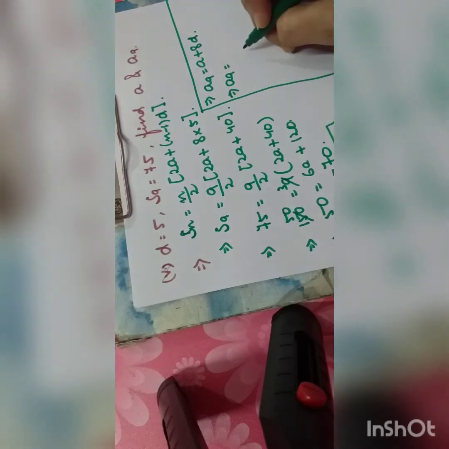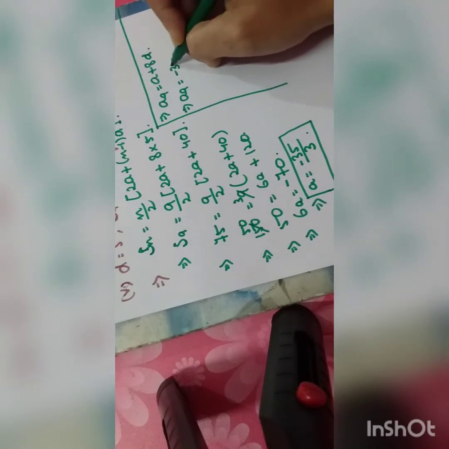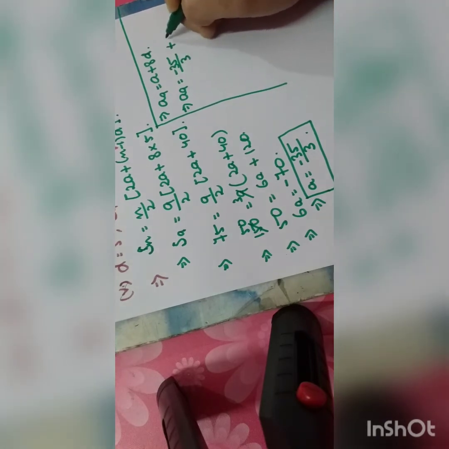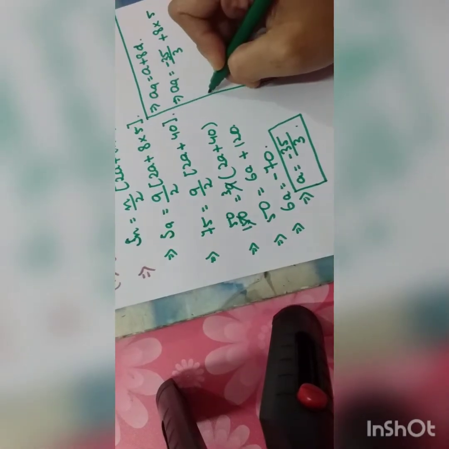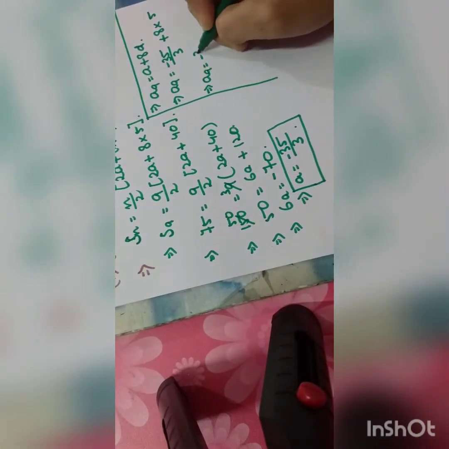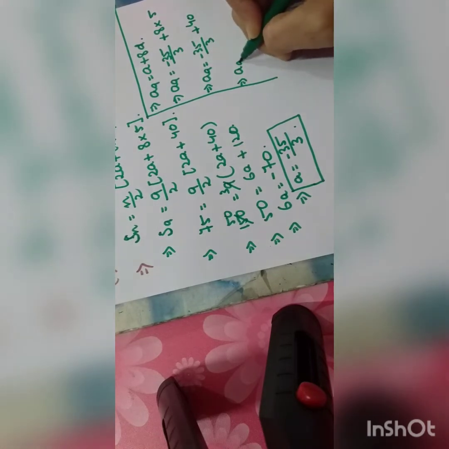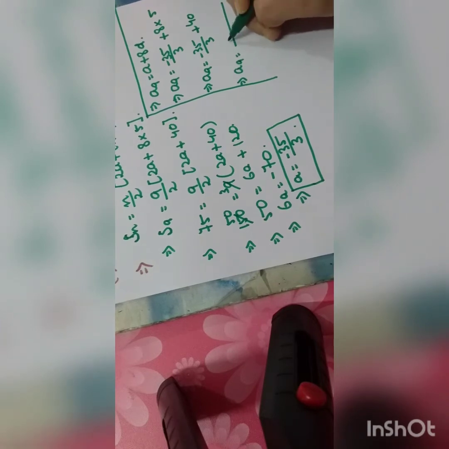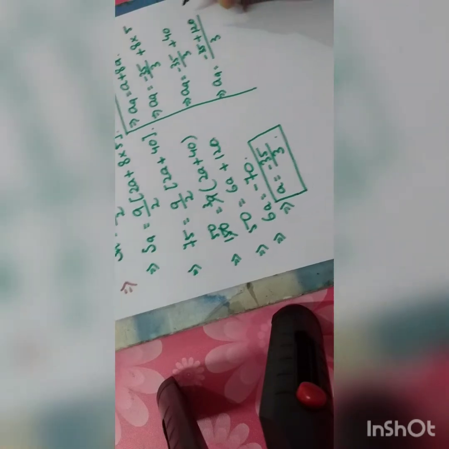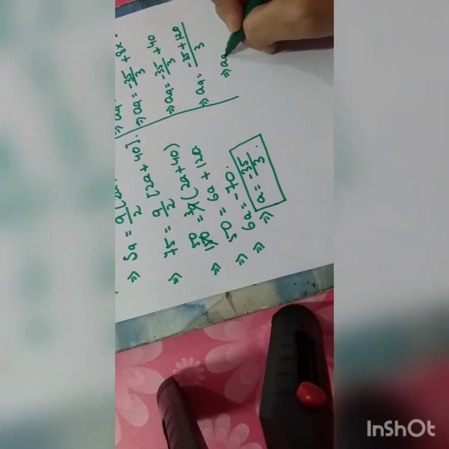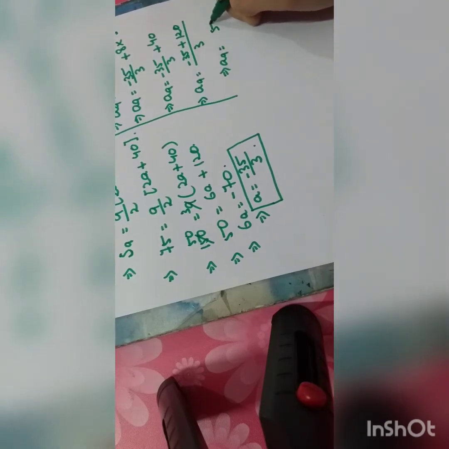So A9 will be A. The A value I have just found, that is minus 35 by 3, plus 8 into D. The D value is known to me, that is 5. So I have to just simplify it. So A9 will be minus 35 by 3 plus 8 5s are 40. I am taking the LCM 3. So it will be minus 35 plus 3 into 40, which is 120. So A9 will be 120 minus 35.